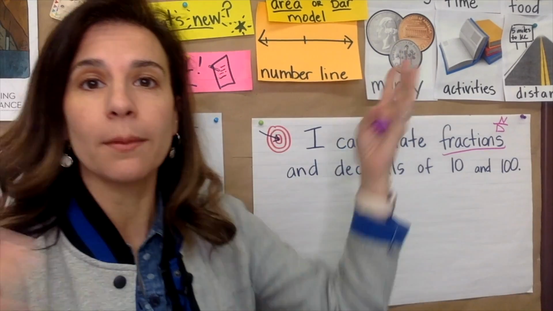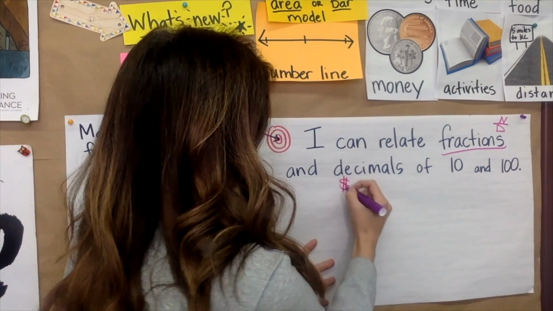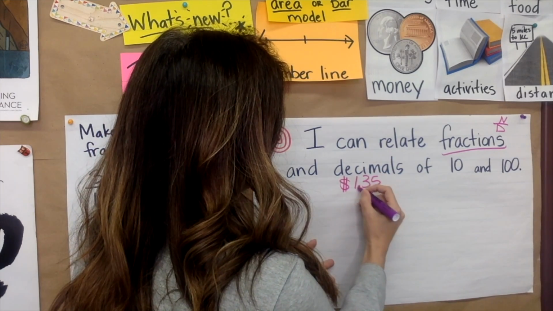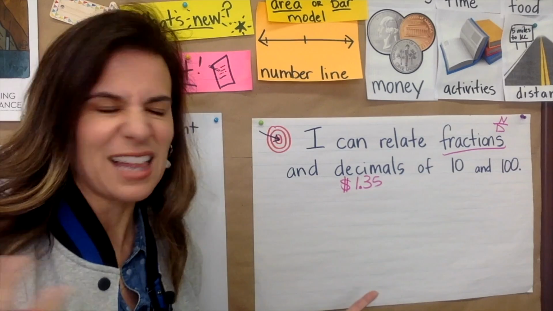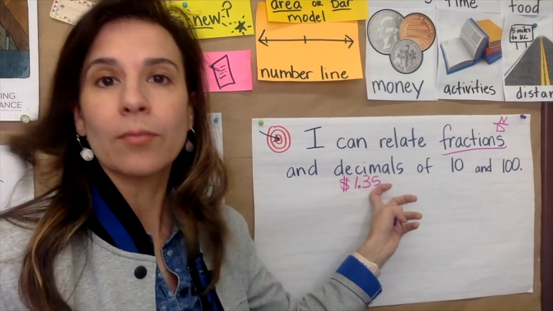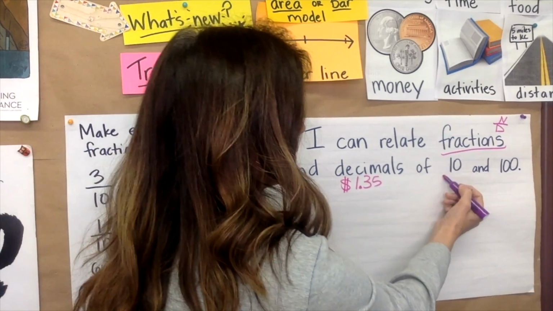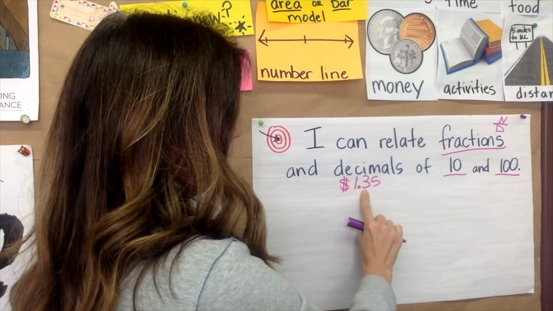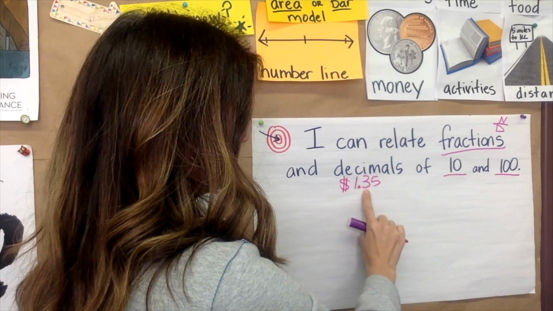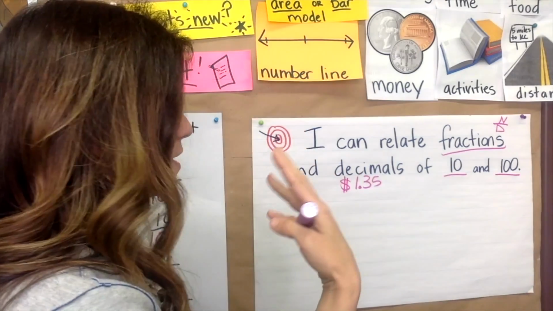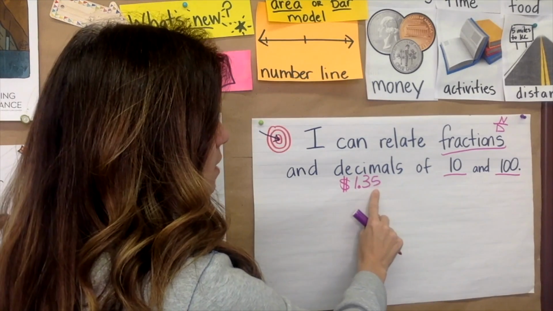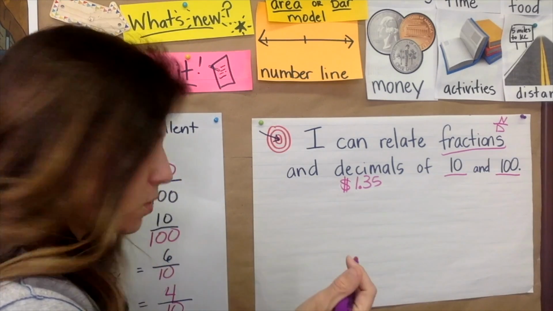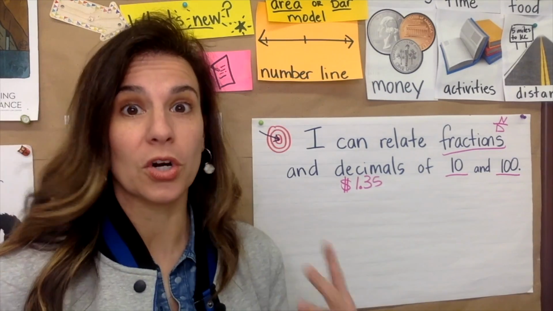Well, look at this right here, money. I know that you've seen decimals with money like $1.35. So we're going to be thinking about what does that decimal point tell us, and what do the numbers after it mean, and how are they related to 10 and 100? So like here, 3 is 3 tenths, it's in the tenths place, and this is in the hundredths place, 35, so 35 hundredths. So that might sound a little confusing, but we're going to work it out together.